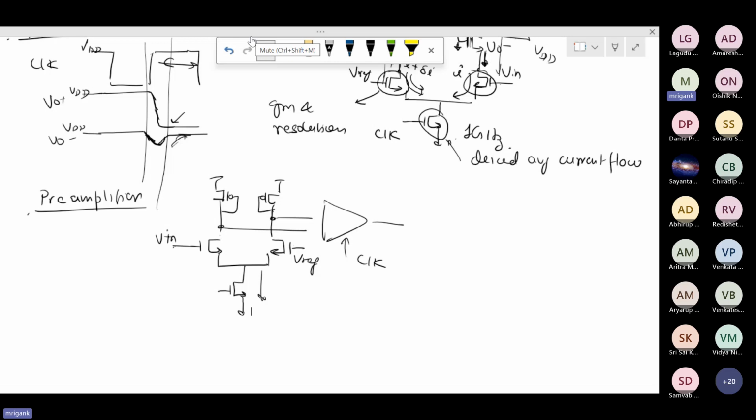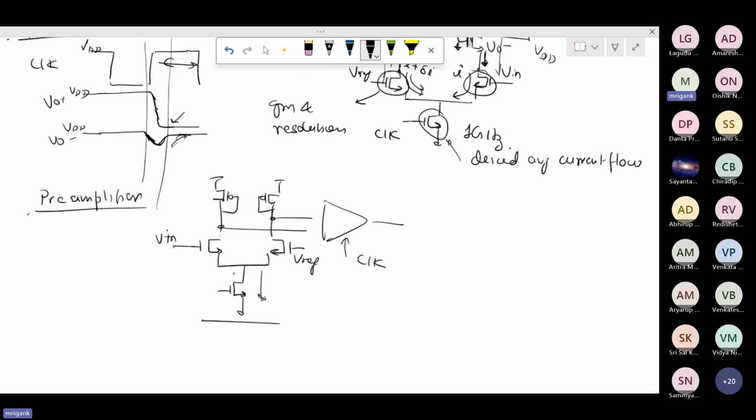Yes, so the thing is, in this case, the moment you're using a pre-amplifier, the advantage is that you are able to amplify the difference. You are able to amplify the signal, and as a result, the effective resolution goes up. But the bad point is that it will definitely have some static power. So it does not require very high gain, because the purpose is just to amplify the difference between the two levels.